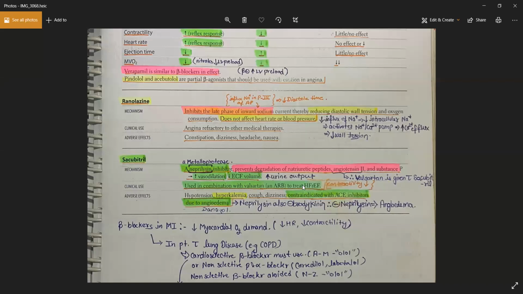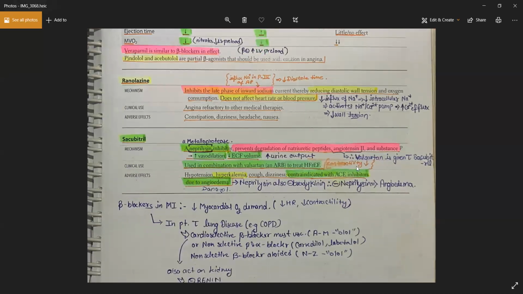Okay, and mainly for heart failure with reduced ejection fraction, like we have discussed previously. I've told you in the heart failure part that you use this drug along with the ARBs also. Although I didn't mention that here, they have mentioned it here.